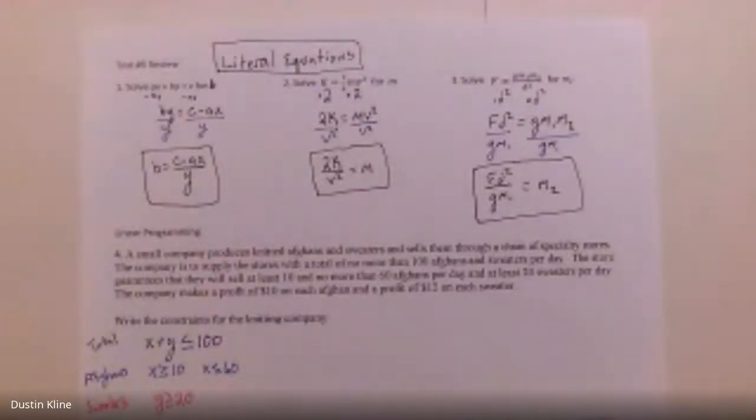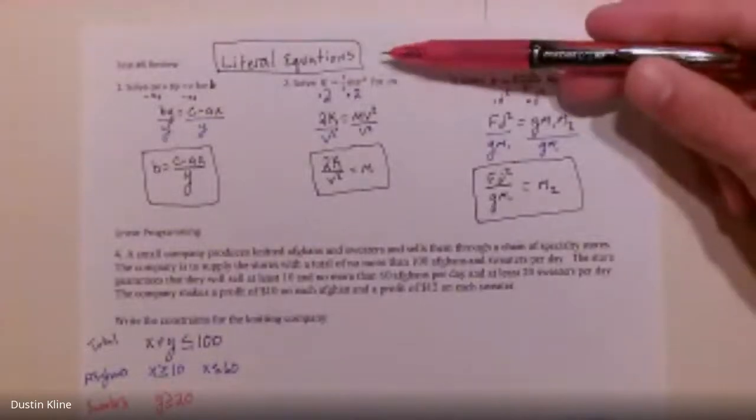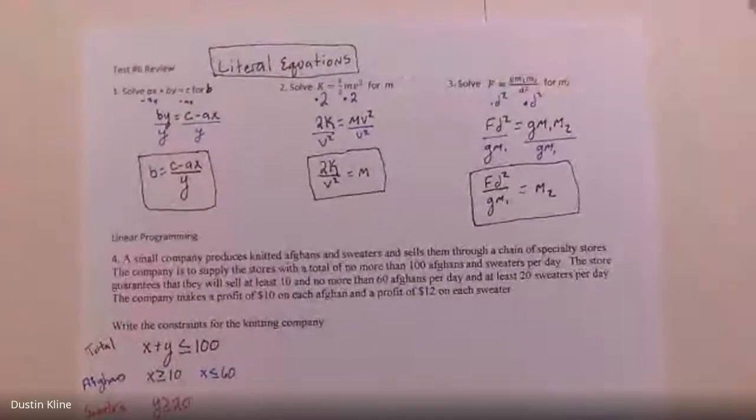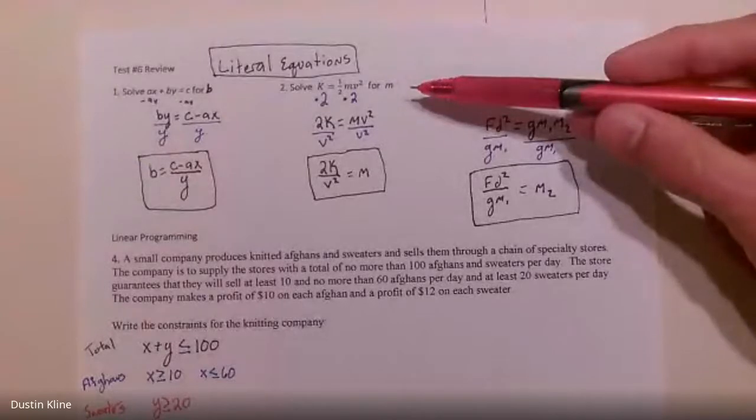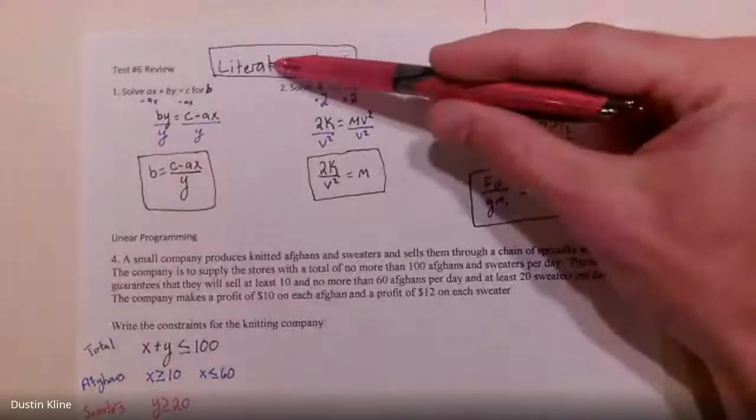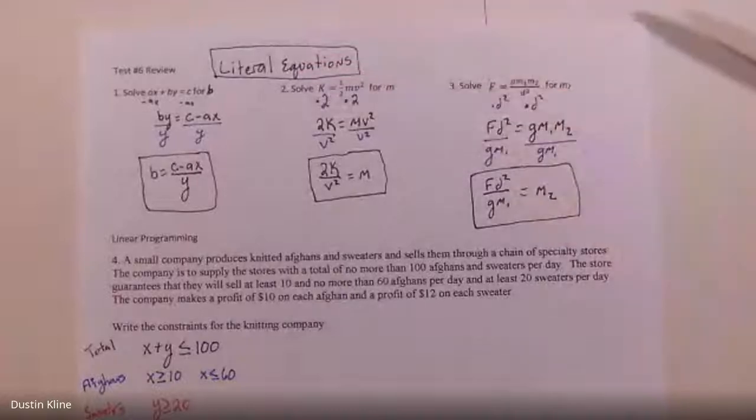Here we go, guys. Test 6 review. The first topic we covered was literal equations, which is basically equations with a bunch of letters in it. That's where we get our literal from. And we're just rearranging to solve for a variable of interest.